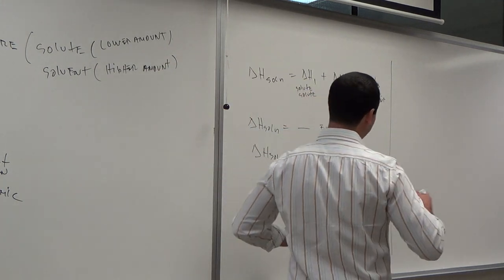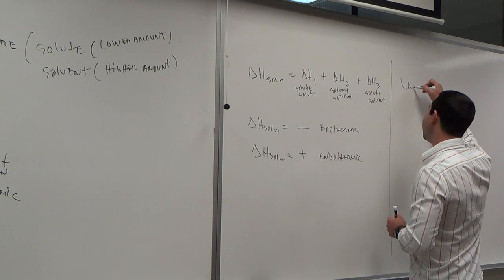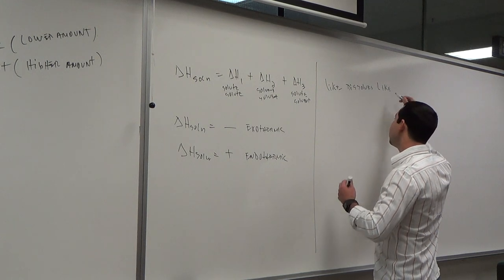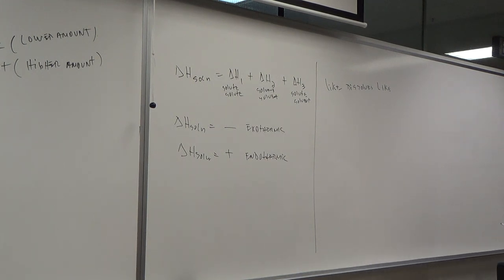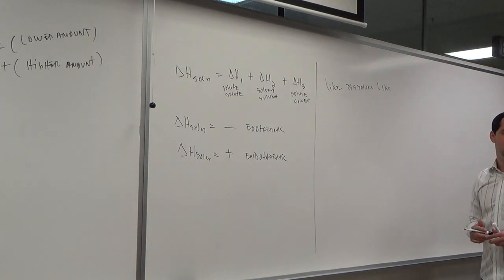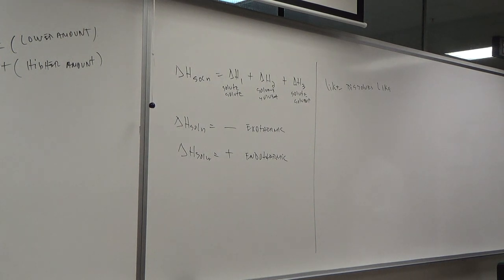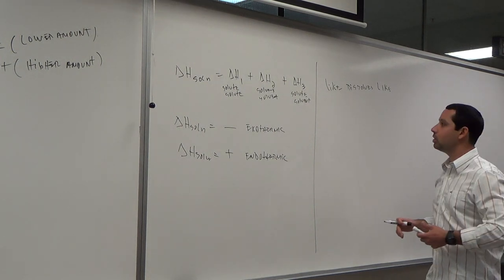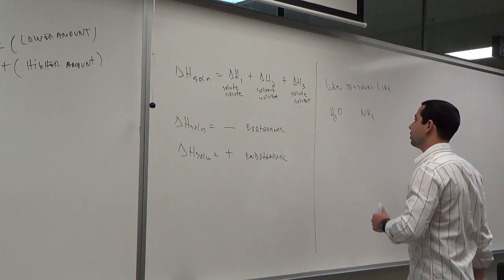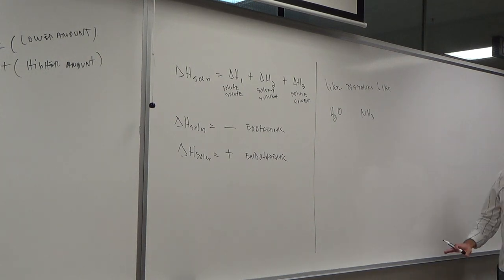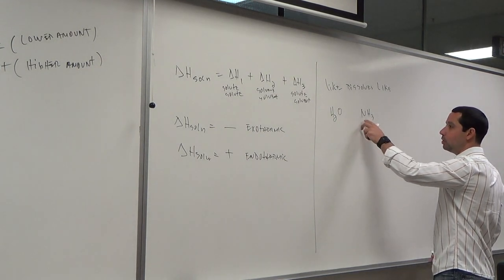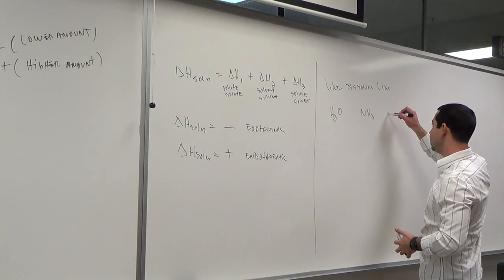So the rule of like dissolves like, and I have already talked about this. Like dissolves like says that molecules that are alike dissolve in each other, and molecules that are not alike do not dissolve in each other. So let's say I have water and ammonia. Are they alike? Yes. Are they polar or non-polar? This is polar, this is polar, so they are both polar, so they dissolve.